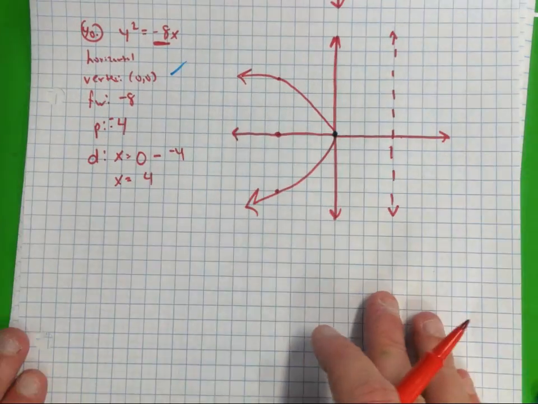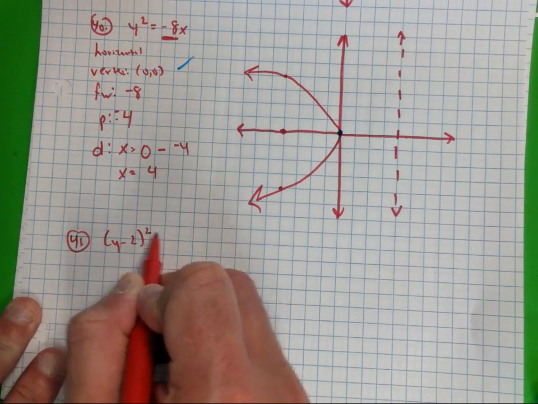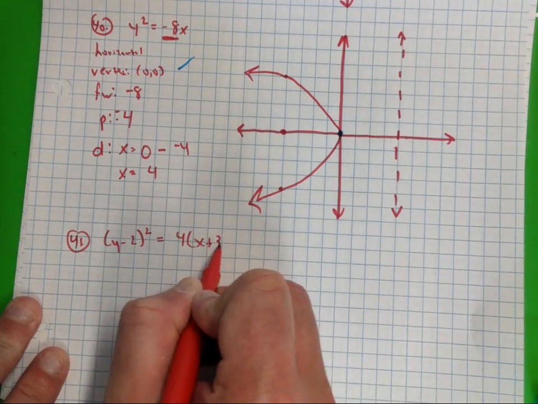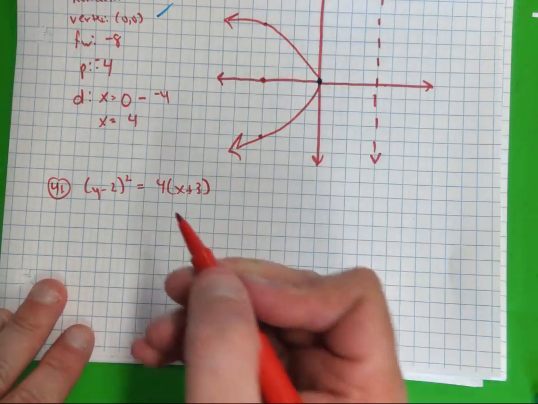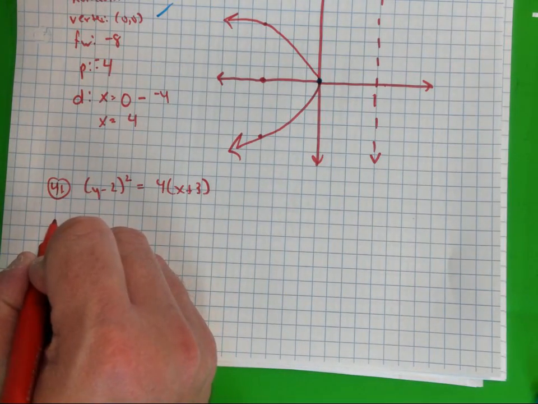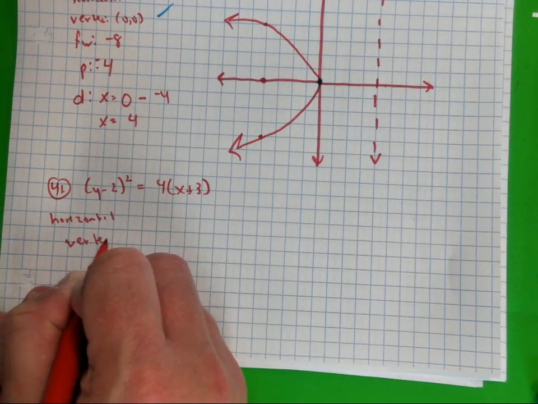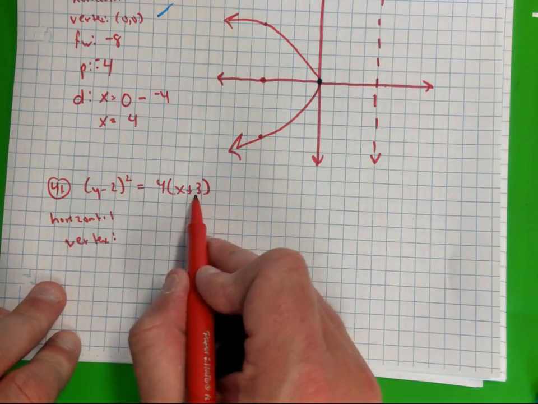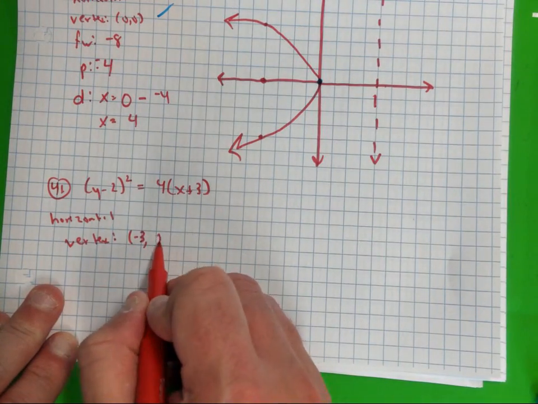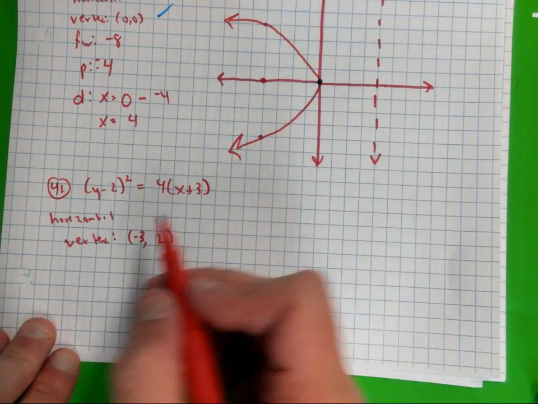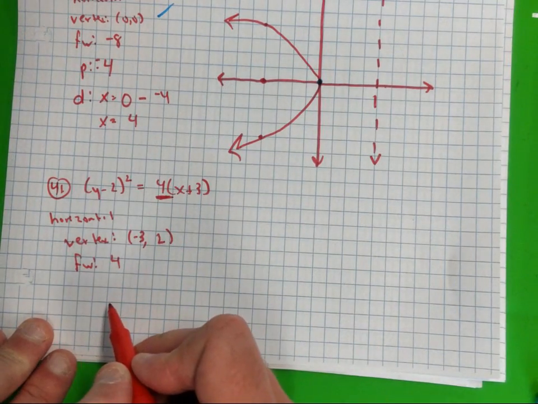All right, let's look at number 41. y minus 2 squared equals 4 times x plus 3. First thing, y comes first, so it's going to be horizontal, opposite of what you think. Vertex, there are parentheses. Okay, your x coordinate, you see positive 3, but you're going to put negative 3. You see negative 2, you put 2. Your focal width is right here, 4.